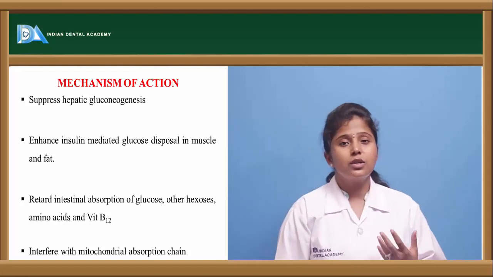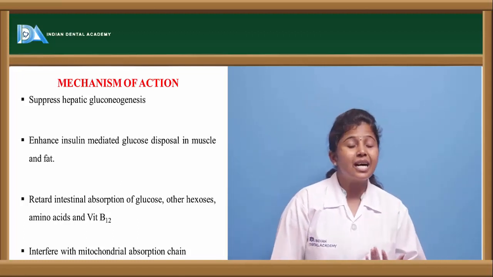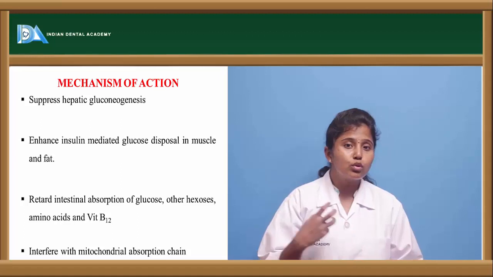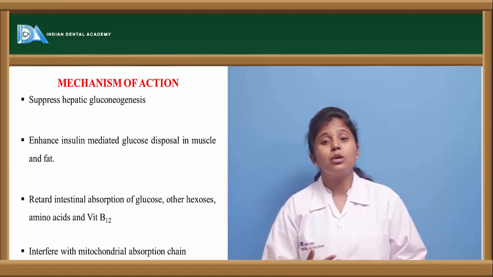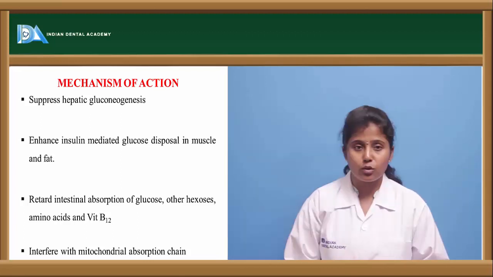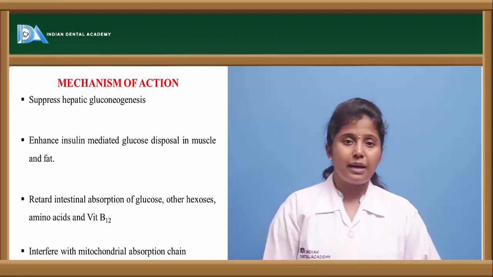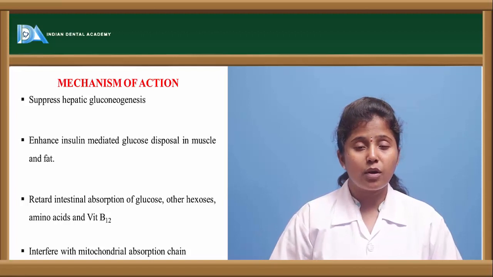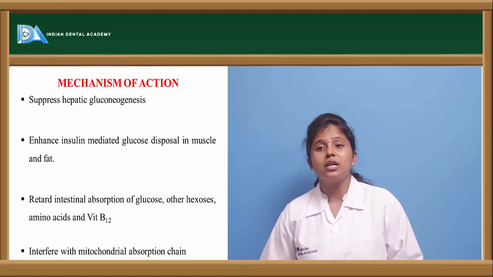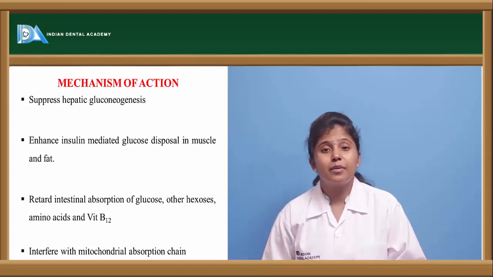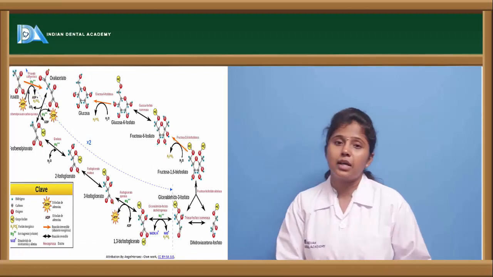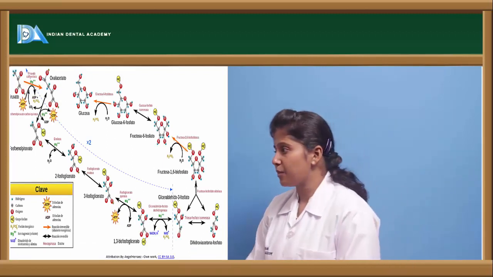And what else does metformin do? It retards, or we can say it impairs, the absorption of glucose. So metformin won't allow the glucose to get absorbed from the intestine. Not only glucose, it won't even allow the absorption of other amino acids, vitamin B12 and hexoses, and it interferes with the mitochondrial respiratory chain. In the gluconeogenesis process, the mitochondria is involved in the production of ATP. So it interferes with this mitochondrial respiratory chain. Here is the diagrammatic representation of the gluconeogenesis pathway.